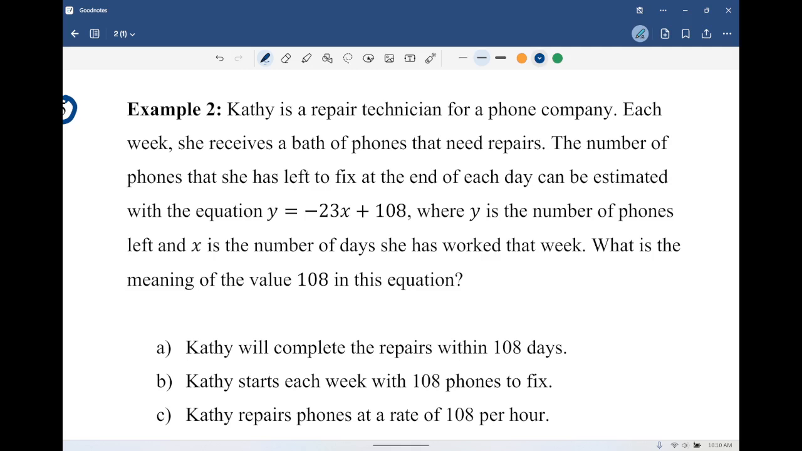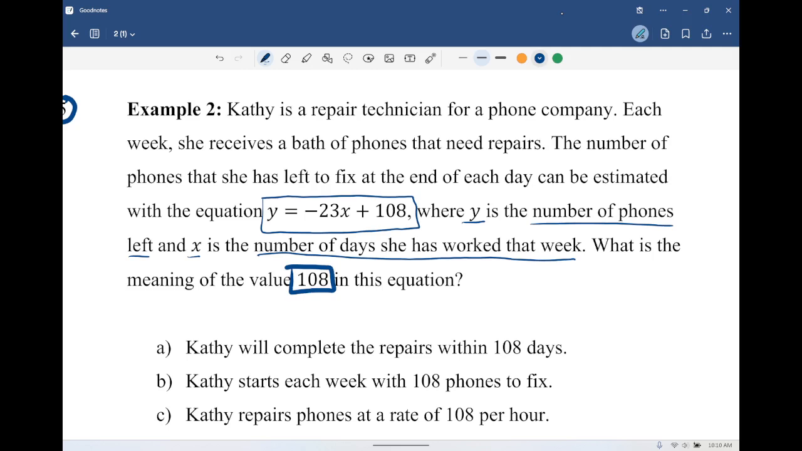So, a few things here. First, I want to make sure I'm actually annotating my equation. That's important. We need to know that that's really what we're grounding ourselves in. From here, y, number of phones left, x, number of days she has worked that week. And they ask, okay, what is 108? And so the first thing I'm actually going to do is look back at my equation. What variable is 108 in place of? Janaya. That's our b value. B is equal to 108.